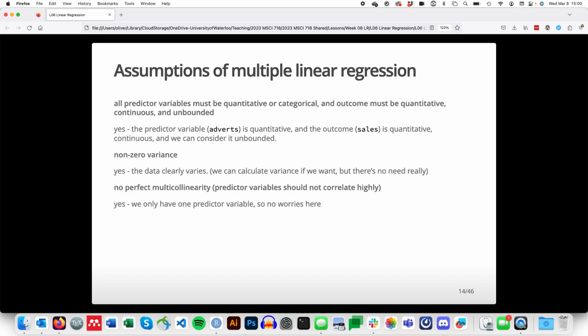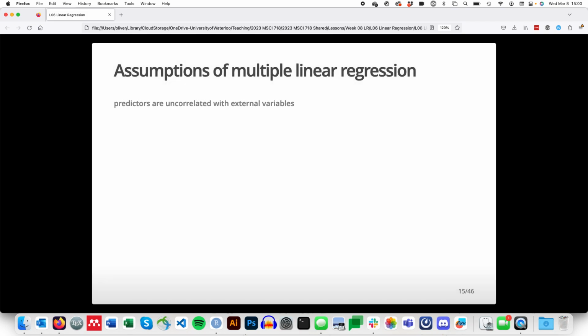But we only have one predictor variable, so you actually can't have multicollinearity problems here. Predictors are uncorrelated with external variables. So this is one thing we have to kind of make an assumption for. It's mostly for interpretation and for the validity of the predicted values. Typically, you just assume that there aren't any external variables.